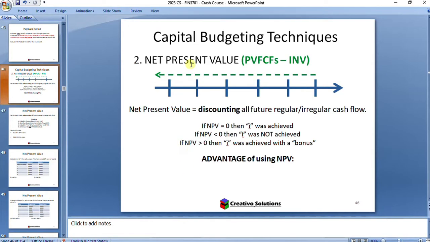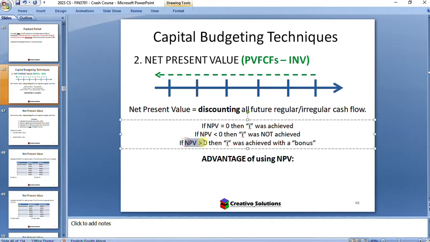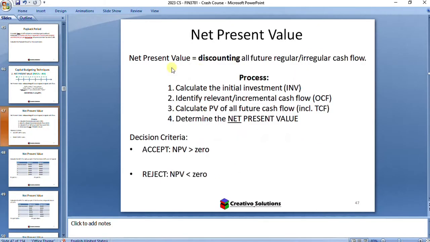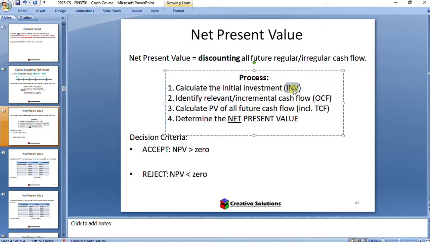NPV. We've seen it before. I've given you the slide. Just remember, that's the important one. Projects are accepted if the NPV is positive. The advantage with NPV is you're taking time value of money into consideration, and that's very, very important. Here's just a note about the discounting. We spoke about it earlier. Remember, your job is to get all of these amounts. Get the NPV.